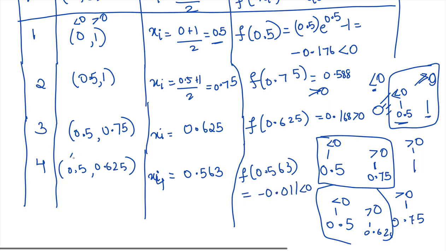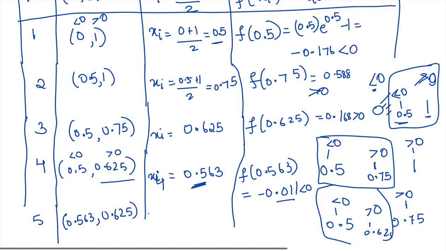Okay, so this was less than 0, this was greater than 0, and f of the middle value, f of 0.563, is giving us less than 0. So what do we take? We take less than 0 and greater than 0, right? So now our next interval would be 0.563 comma 0.625, right?